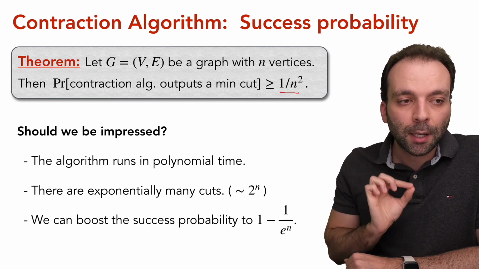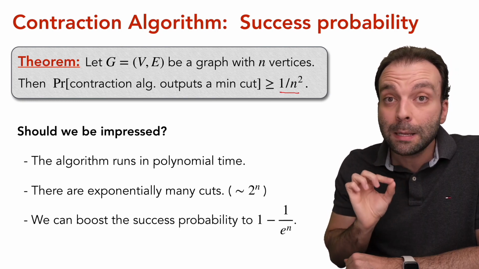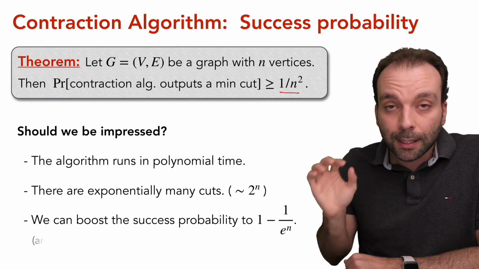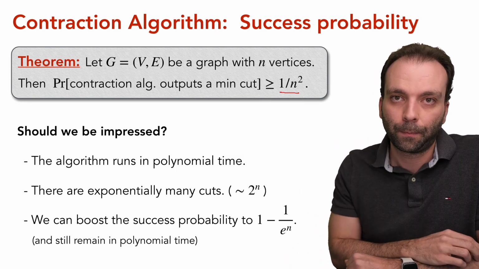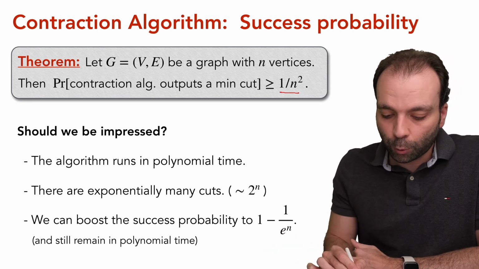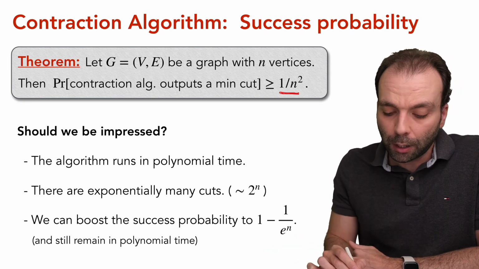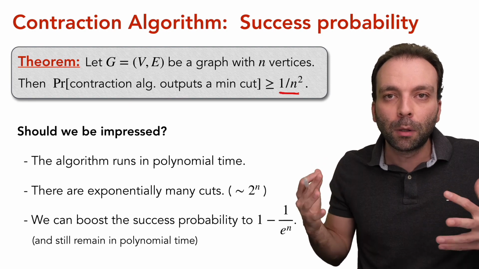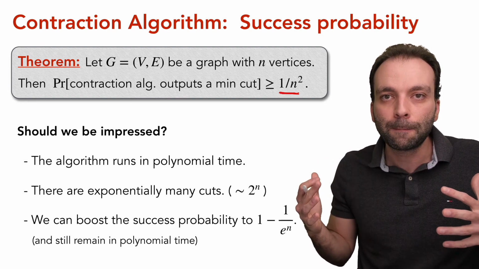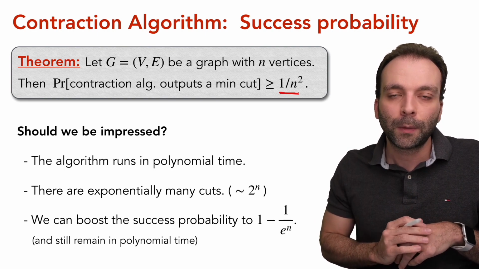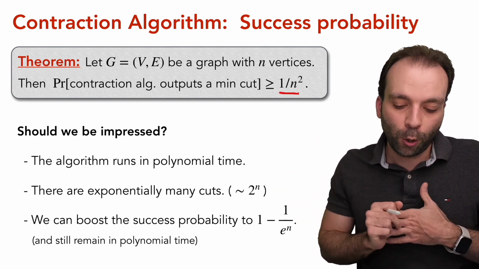We can boost the success probability to something like 1 minus 1 over e to the n, 1 minus exponentially small, and still remain in polynomial time. This is what I would call 1 over n squared success probability, or in general, a success probability which is 1 over a polynomial in n, is in some sense a boostable success probability. And we're going to see that. I won't tell you now how, but later I will show you how to do that.